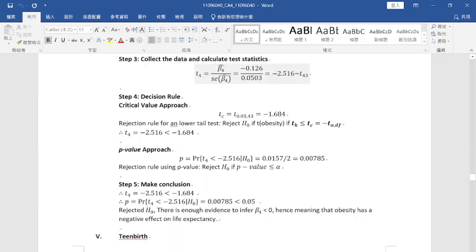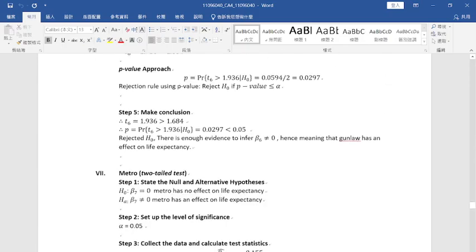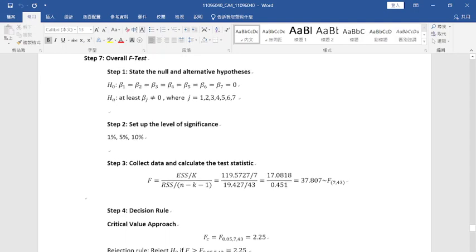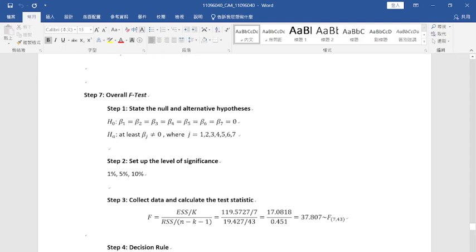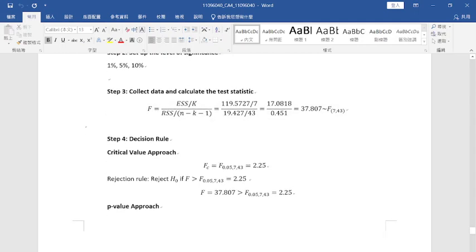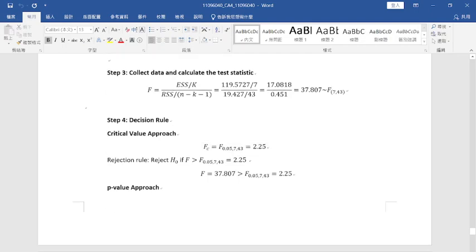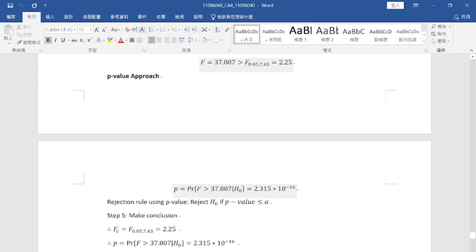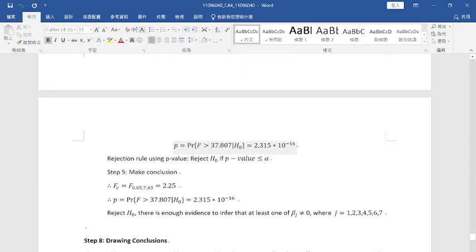And number 8, the last one. Step 8. Oh, step 7, I'm sorry. This is the overall F test. This is the F and the critical value approach, and the p-value approach. I get this number from the Excel table.